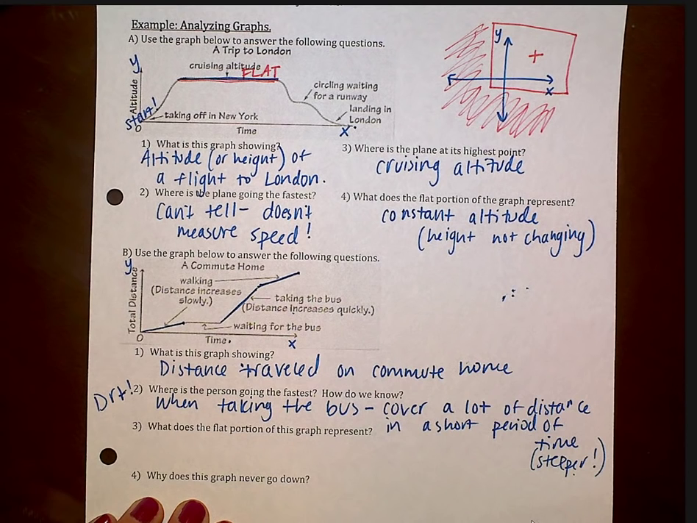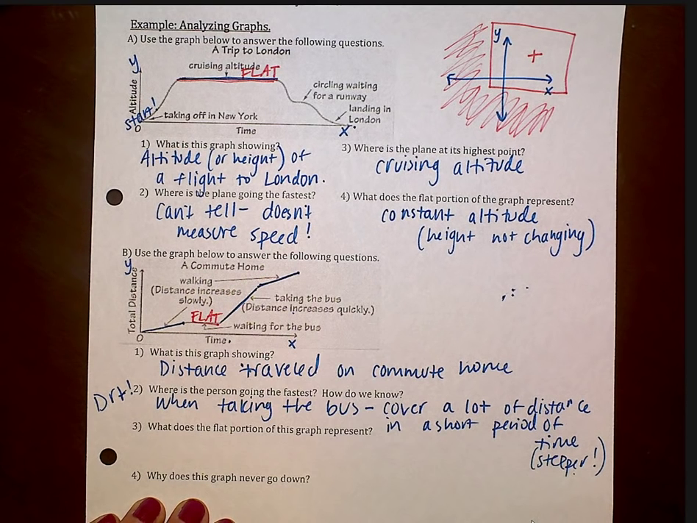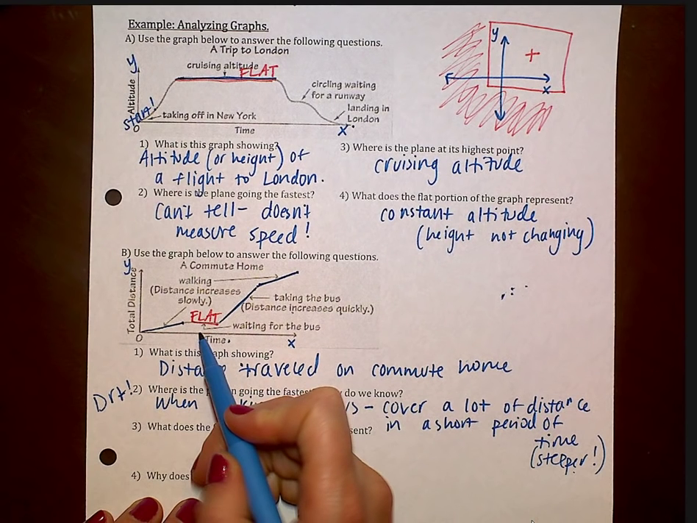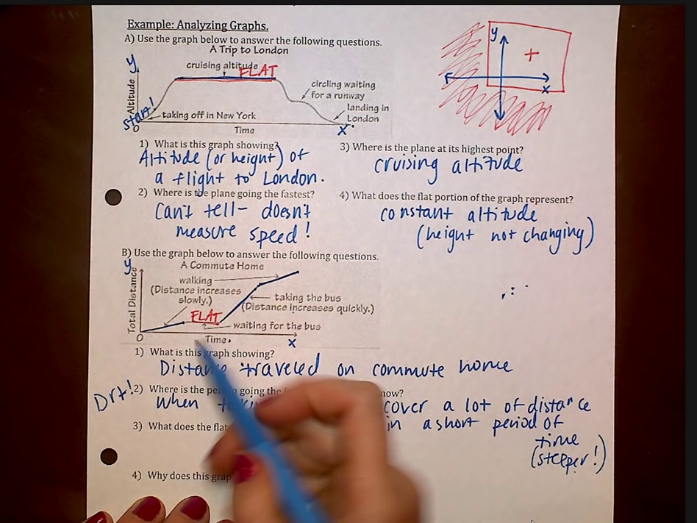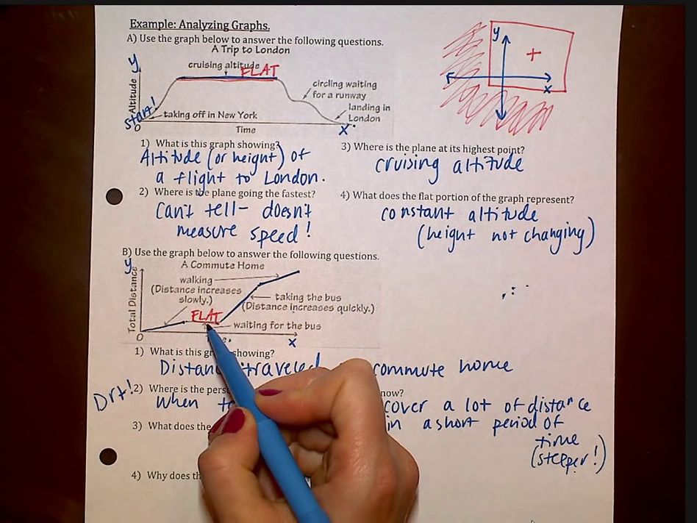This one wants to know, what does the flat part of the graph represent? So here's the flat part on this one, right there, when it's horizontal. And they flat out told me, they won't always, but I'm waiting for the bus. So think about what you're doing when you're waiting for the bus. Well, you're stopped, you're not moving. And I know that because the distance isn't changing. I haven't covered any more distance, I haven't gone further, I'm just holding still in one place.